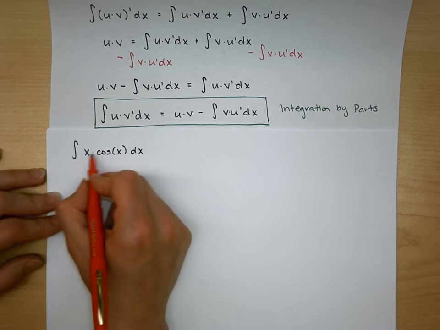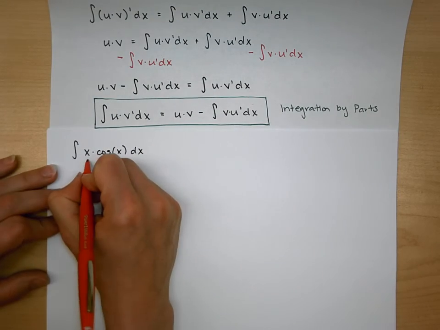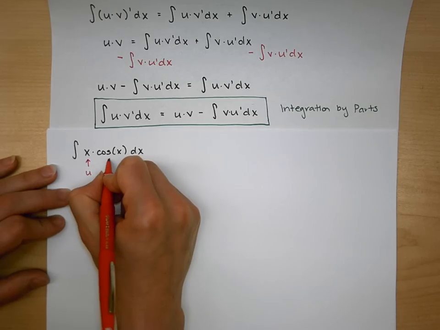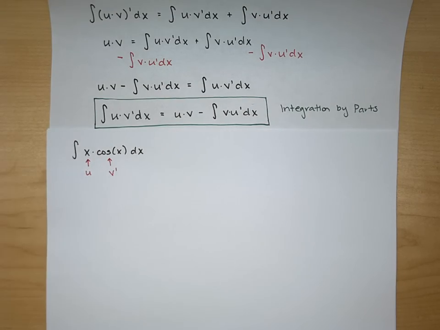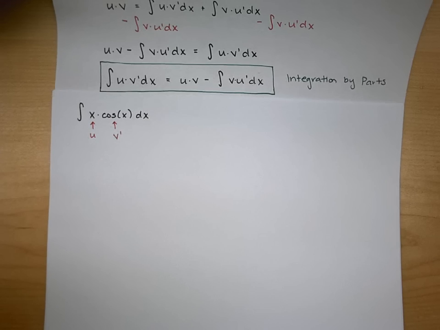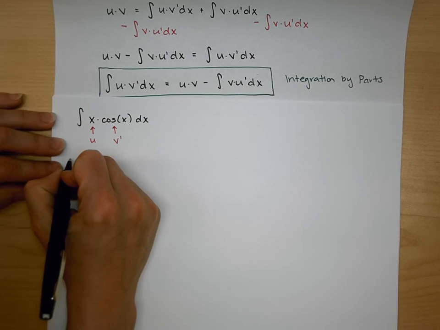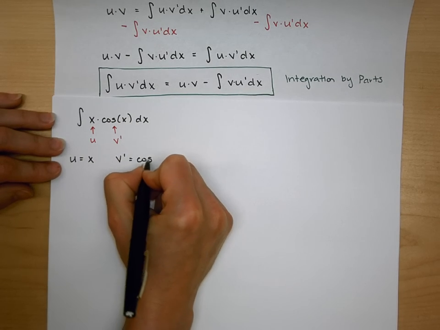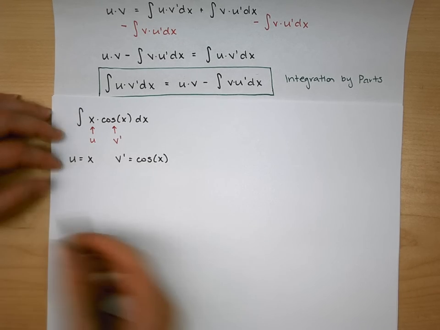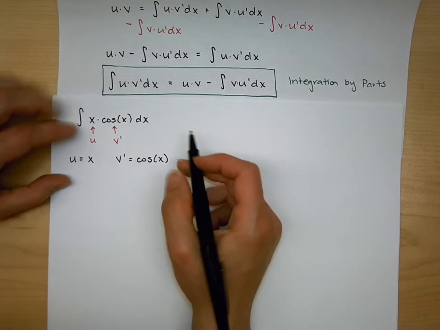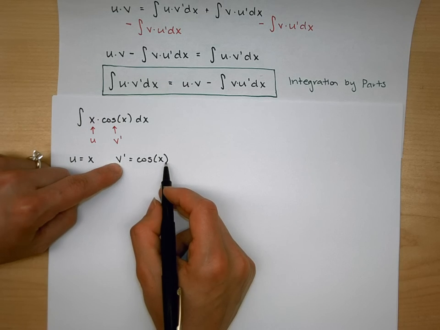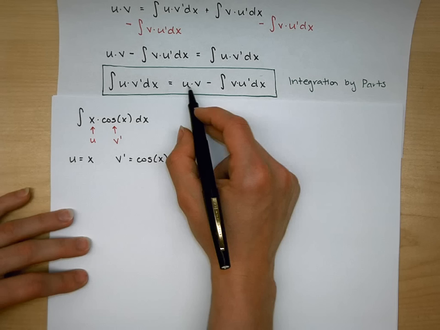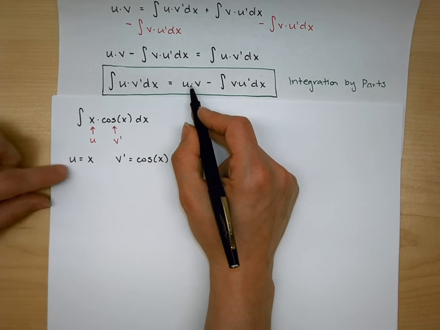Now notice I have two pieces here as well. I'm going to go ahead and pick this part as the u and pick this part as the v prime. And you'll see why I picked it that way in a second. Okay, so I said, well, let's make u x and let's make v prime cosine x. So notice what we want to get here. I know what u is, I know what v prime is. So let's take a look at our pieces here. Start with u. I know that one.